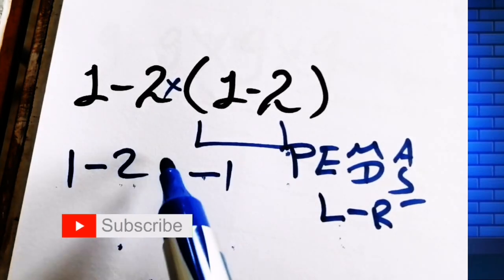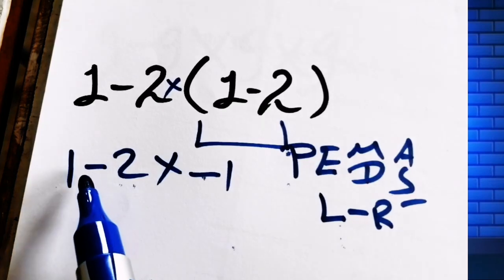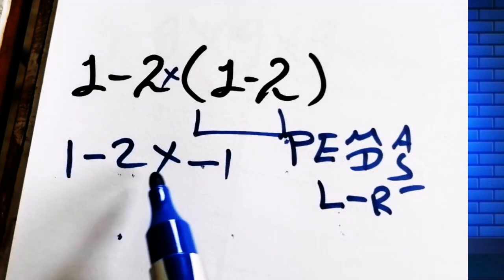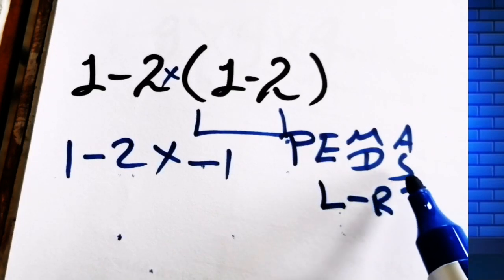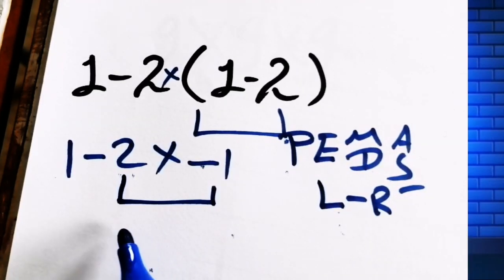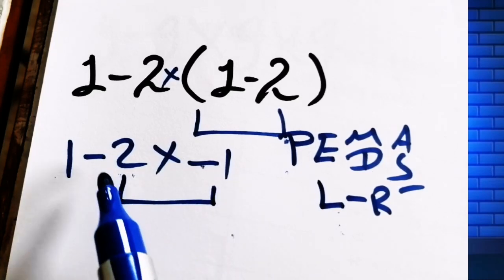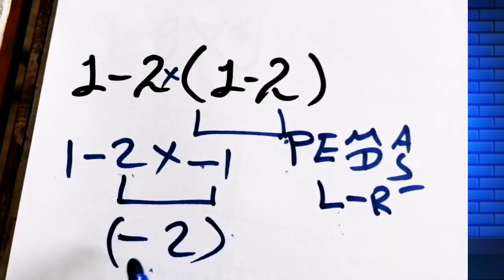1 minus 2 times negative 1. So here there is also subtraction and multiplication. Okay, multiplication has higher priority than subtraction. Therefore we need to multiply this number before the subtraction. 2 times negative 1, which is negative 2. Okay, 1 minus negative 2.